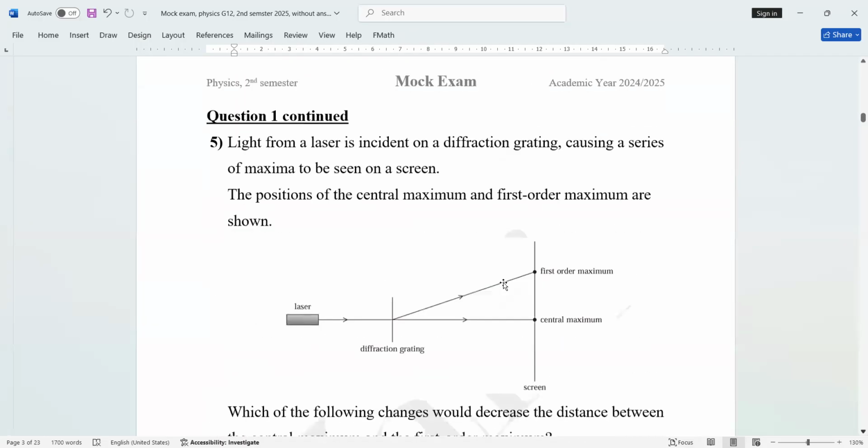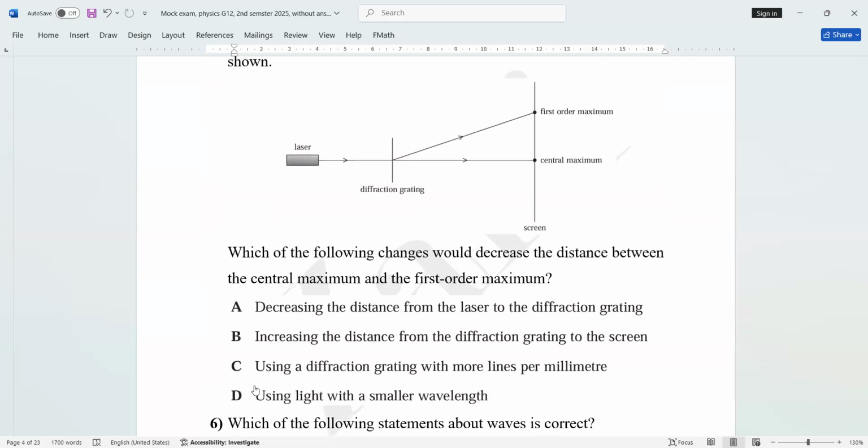Now, number 5, this is about the diffraction grating. Which one gives the maximum order? I will give you the answer for this one. Lambda is proportional to D. Then decreasing the wavelength means decreasing D. So it is direct, and D is the correct answer here.